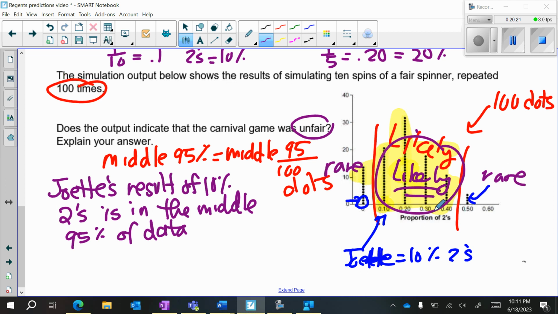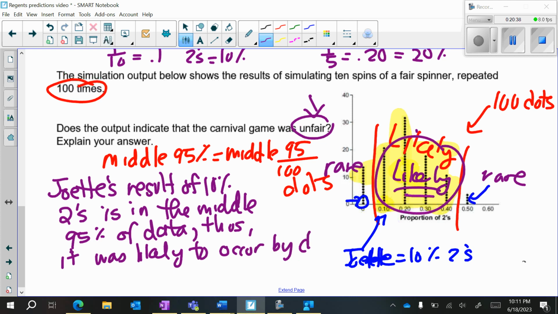Okay. So if it's likely that it happened by chance, then it's not confirming that this game is unfair. So we say, thus, it was likely to occur by chance, and it doesn't confirm that the game is unfair.